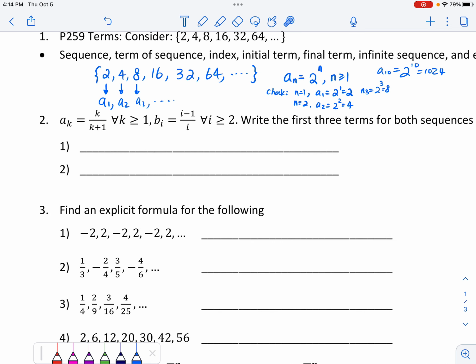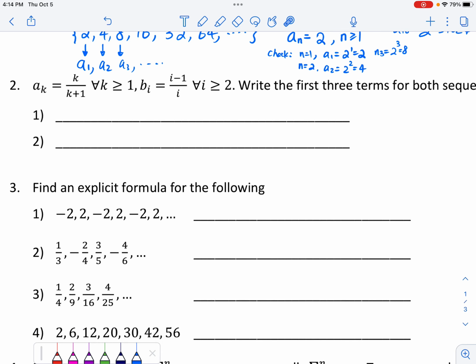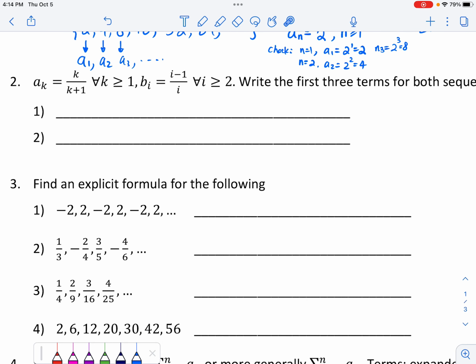All right, so we are familiar with those terms. And next thing is, I want you guys to be able to, given an explicit formula, write the terms. You can find any term using that. So let's practice on writing the first 3 terms for this sequence and for this sequence. For the sequence that has this as explicit formula, and for the next sequence that has this explicit formula.